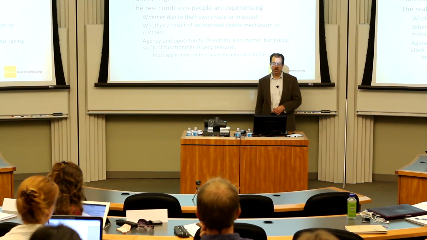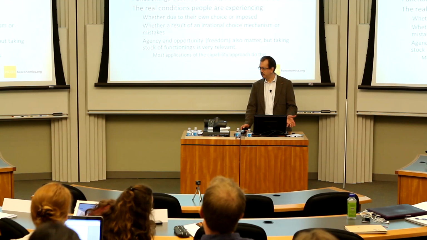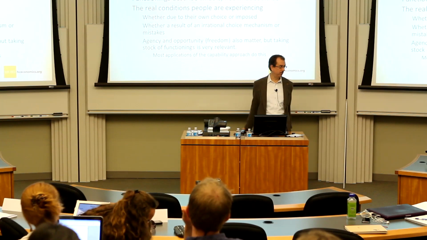So how do you measure achieved functionings? So we've talked about capabilities. How do you measure achieved functionings? Why is it important? Don't they miss out on a lot of stuff? Yeah, they do. They miss out on the freedom aspect. But they still get at some other things, which is the actual conditions that people are experiencing right now. So functionings may actually have some ethical priority.